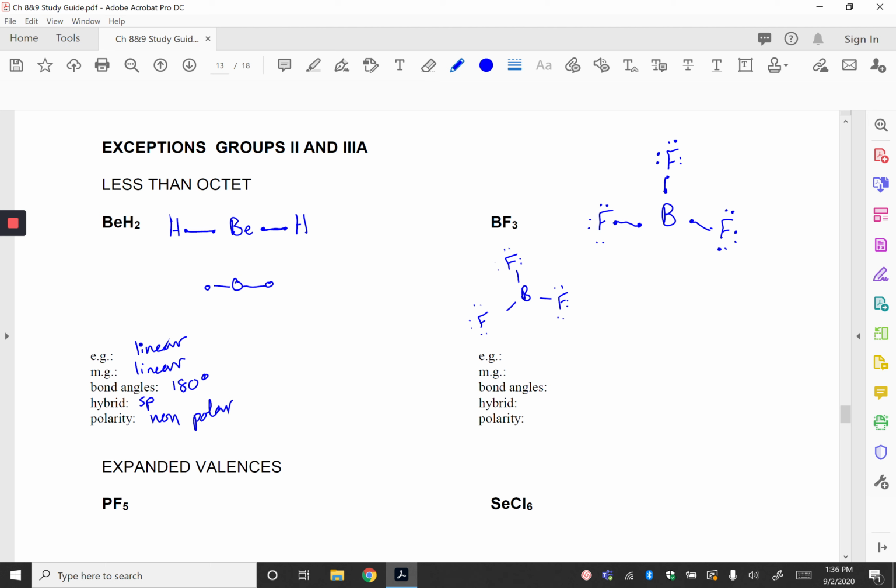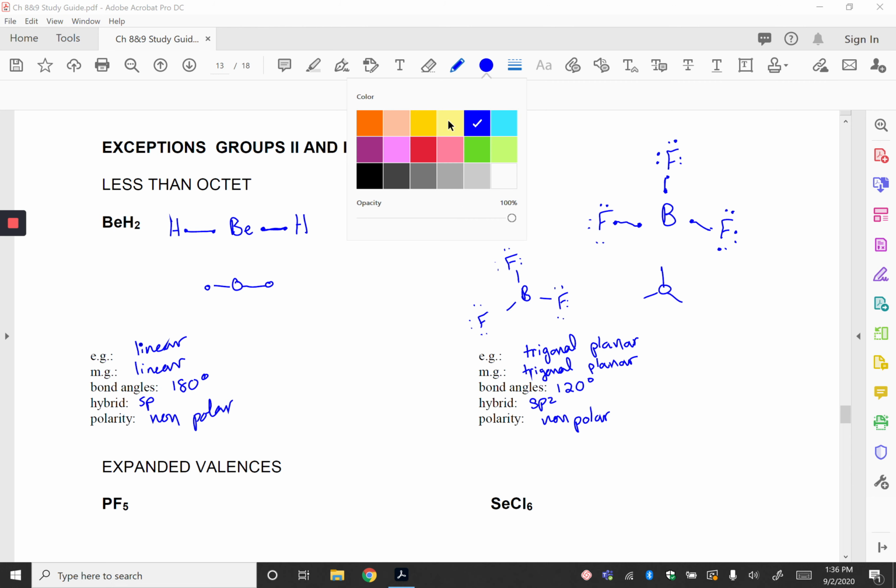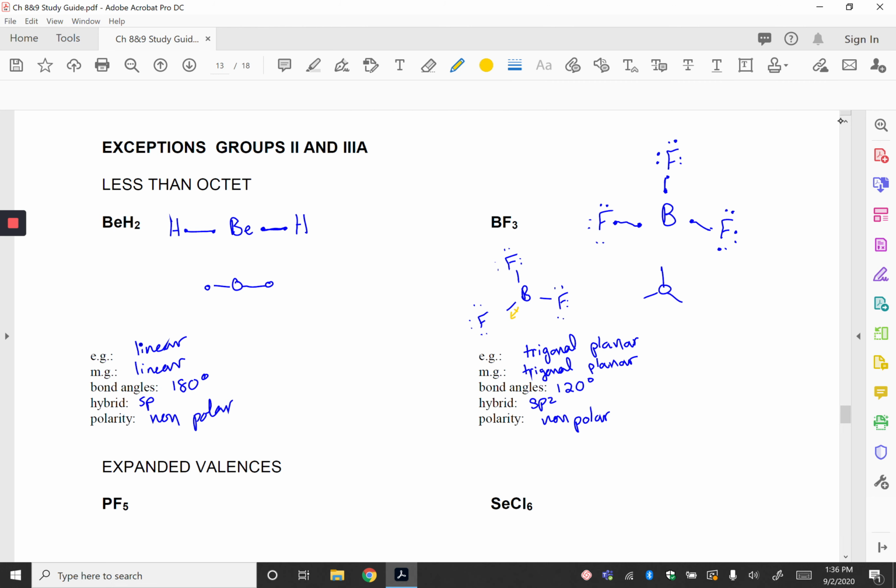So the electron geometry, 3 areas of electrons, so that's trigonal planar. Bond angles are 120. Hybrid is sp2 because there's 3 areas of electrons, 1 has 2 p's. And the molecular and the electron geometry are the same because you have no lone pairs on the central atom. Or you can say there's a boron, 3 things coming at 120, that would be trigonal planar. This one is nonpolar again because the arrows would cancel. Let me go ahead and draw the arrows for you. So you'd have these 3 there and they would all cancel.